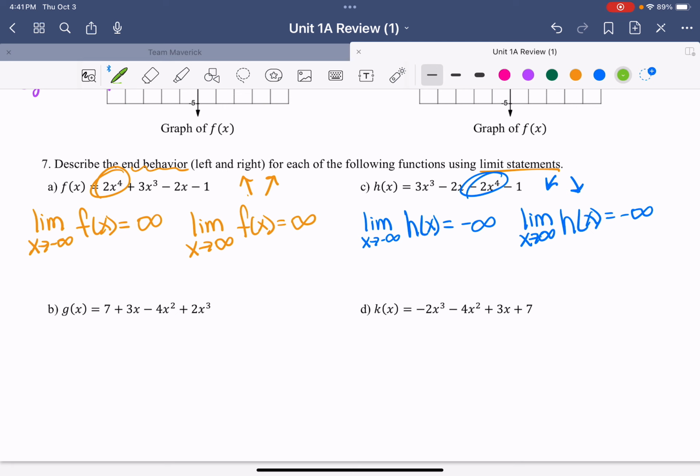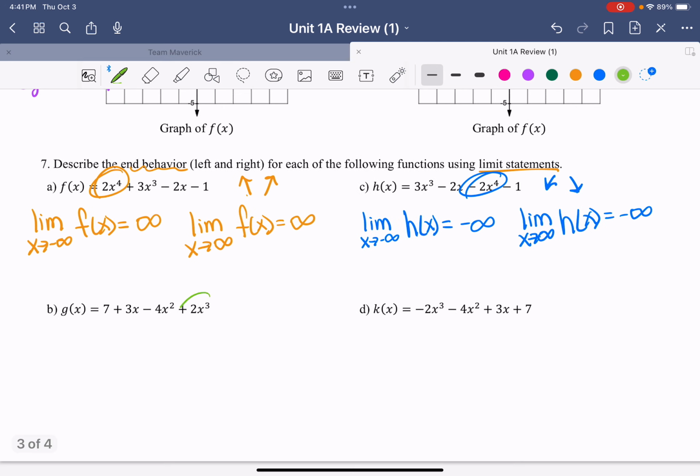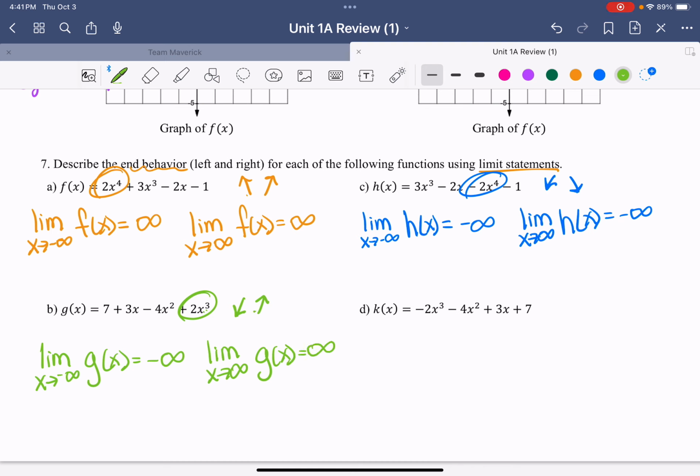All right, on B, looking for my leading term, that would be this one. It is positive, so the right side goes up. The degree is odd, so the left side is opposite. So my limit as x approaches negative infinity of g of x is equal to negative infinity. And the limit as x approaches infinity of g of x is equal to infinity.